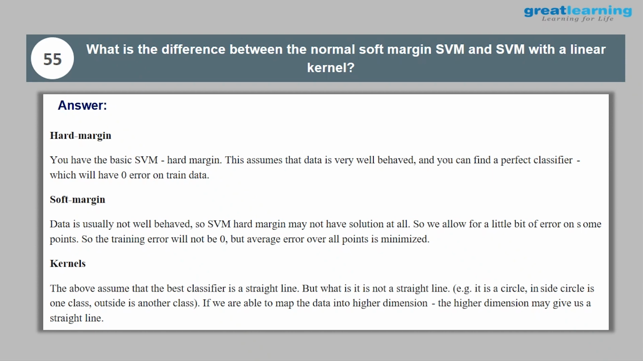Now comes the kernels. The above assumes that the base classifier is a straight line. But what if it is not a straight line? It is a circle. Inside the circle is one class, outside is another class. If we are able to map the data into higher dimension, the higher dimension may give us a straight line.